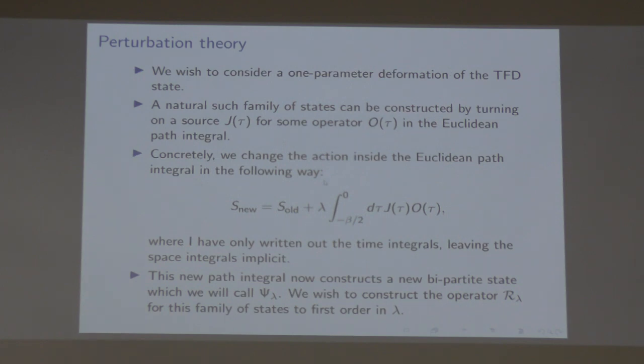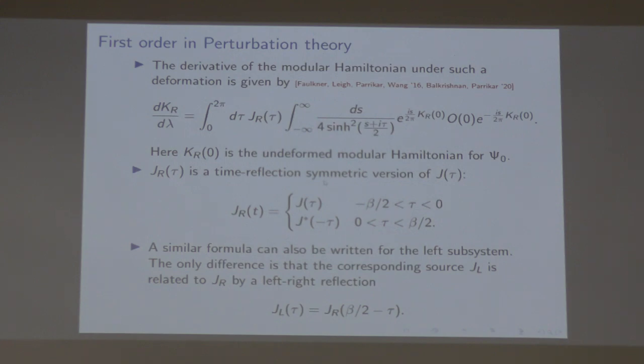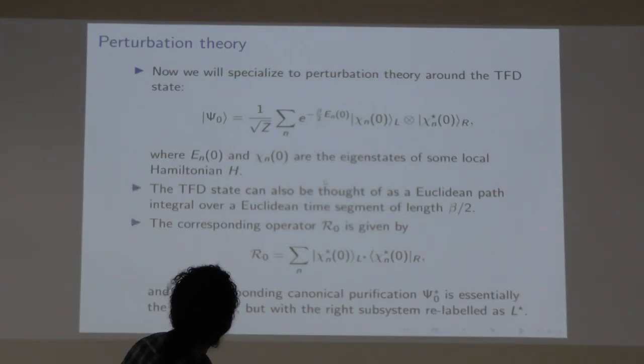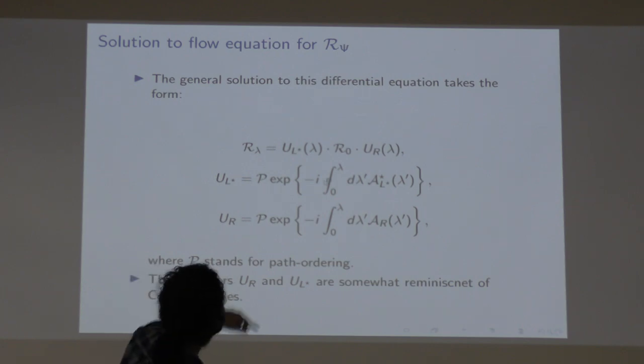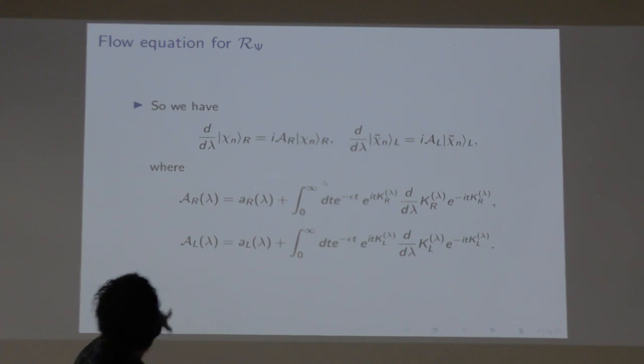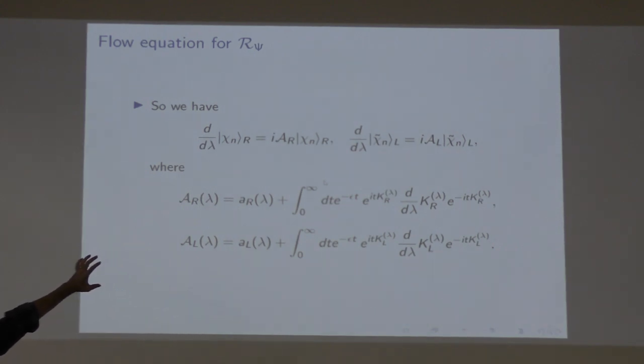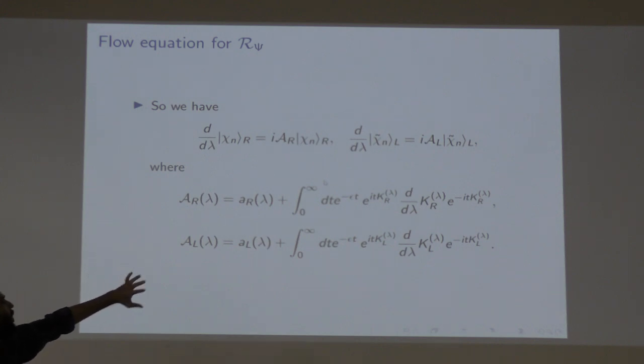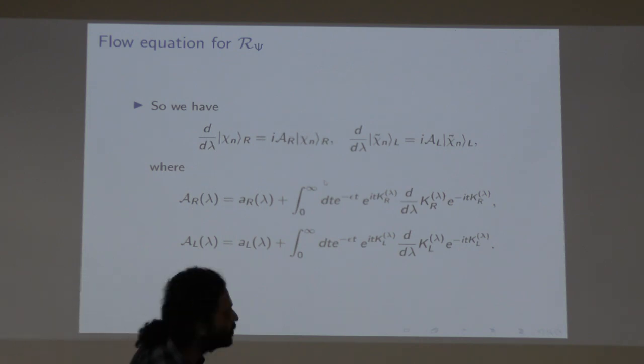So this new path integral now constructs a new bipartite state, which I'm going to call psi sub lambda. Okay? And we are interested in understanding, if you like, the canonical purification of this new state, or equivalently the reflection operator for this new state, psi sub lambda. Now, the flow equation that we derived for the reflection operator crucially has these modular Berry connections, and these Berry connections, just from this expression, essentially rely on the modular Hamiltonian. Right? After this diagonal part, which is not going to be important, as I said, if you knew how the modular Hamiltonian flows along this flow, you could construct these Berry connections, and then you could construct the reflection operator.